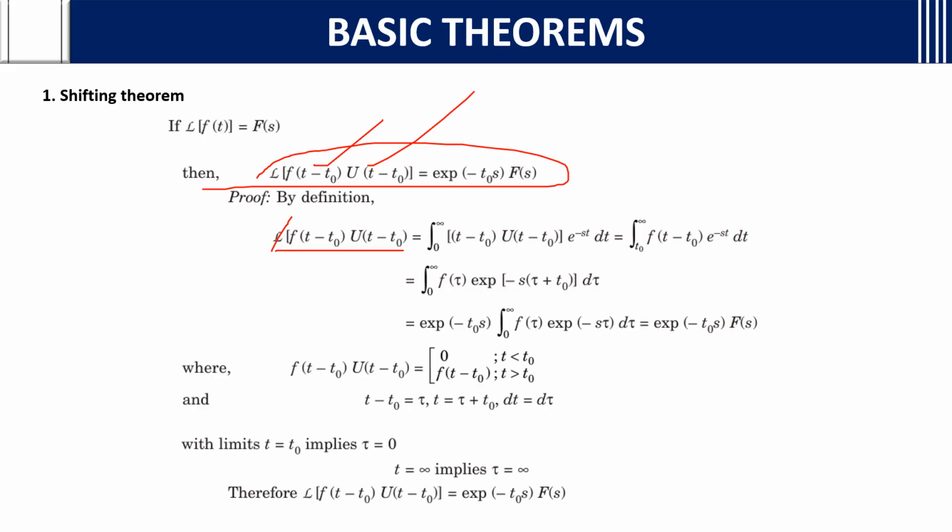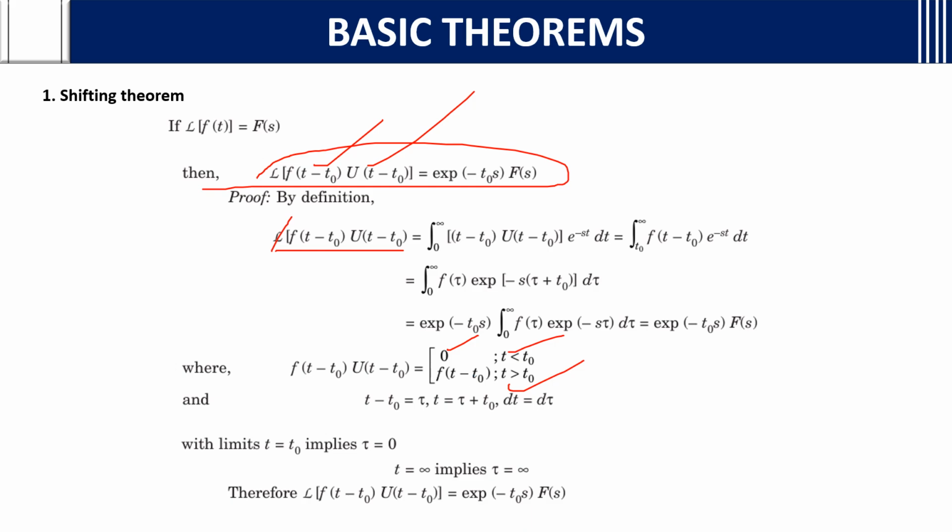So f of t minus t naught into u of t minus t naught is 0 when t is less than t naught. If t is greater than t naught, then it will be f of t minus t naught.